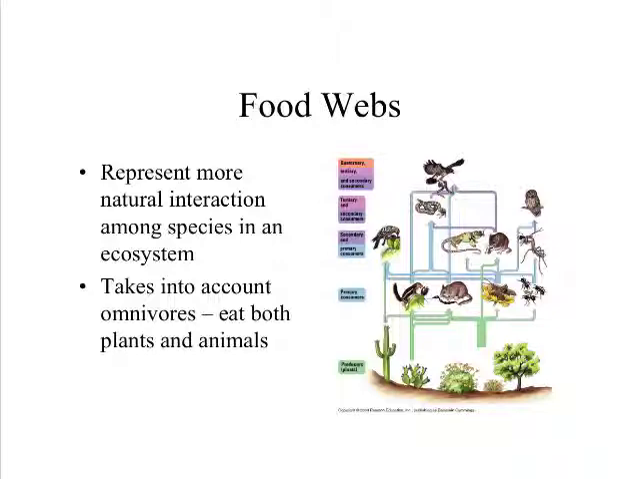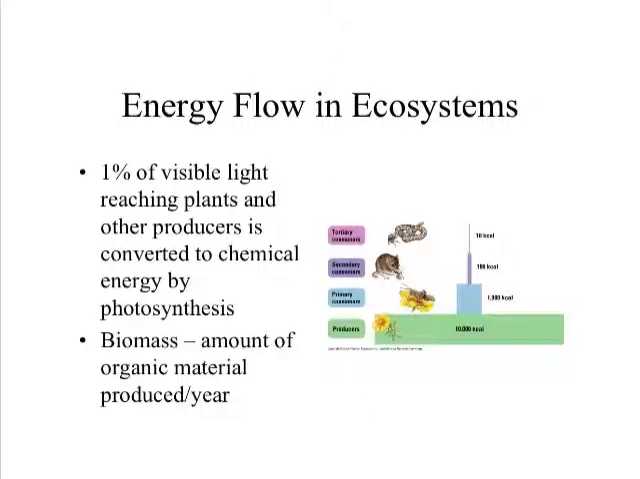All right, when we focus on energy flow in ecosystems, it's interesting to note that only 1% of visible light that reaches the plants and other producers is actually converted to chemical energy through photosynthesis. So there's 99% other potential to do that, but only 1% is actually used, so it's actually kind of inefficient.